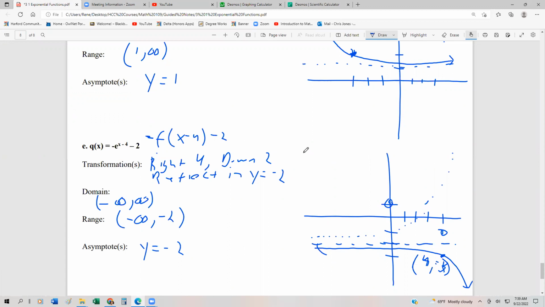So in the next set of videos, we're going to start taking a look at the inverse of exponential functions. We're going to start taking a look at logarithms.